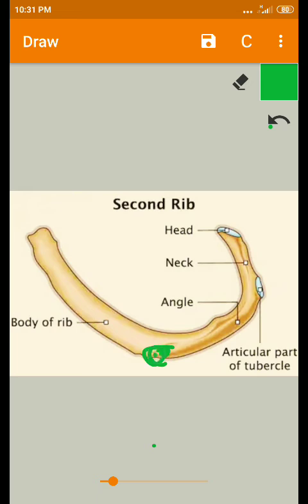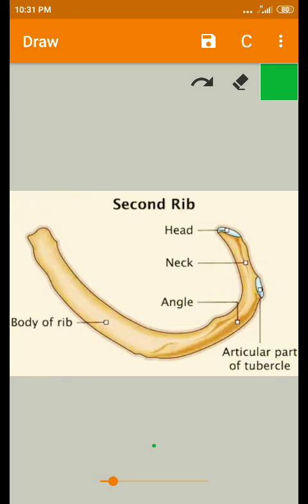Whereas the internal surface is smooth and concave and faces downwards and slightly inwards, and there is a short costal groove in its posterior part. So at the inner side, at the posterior aspect, it has a small groove. The costal groove is present at its posterior part.